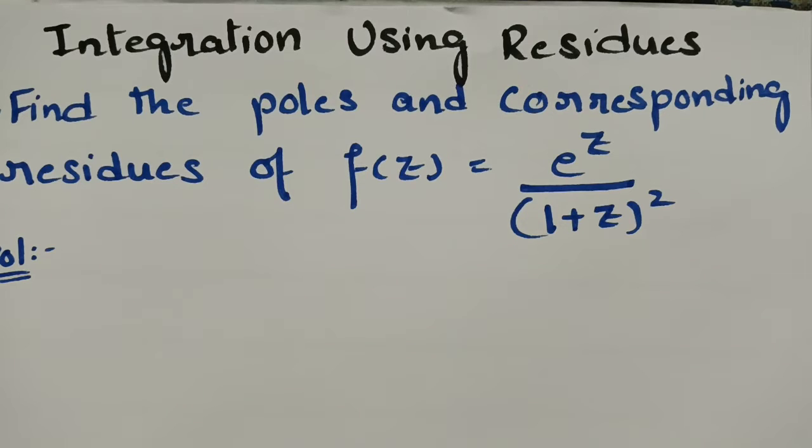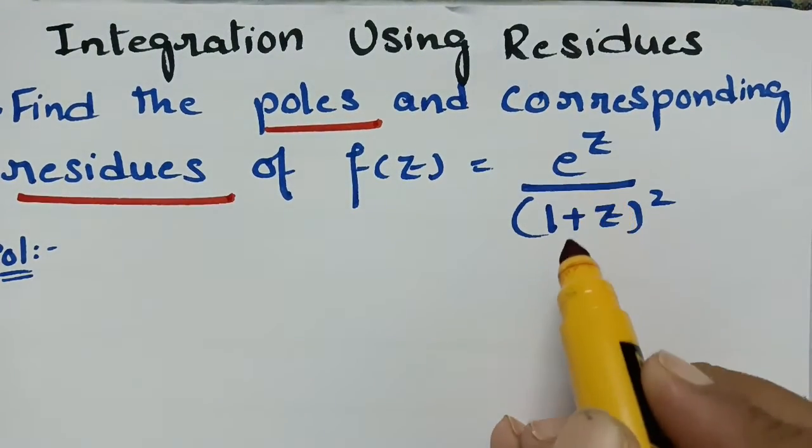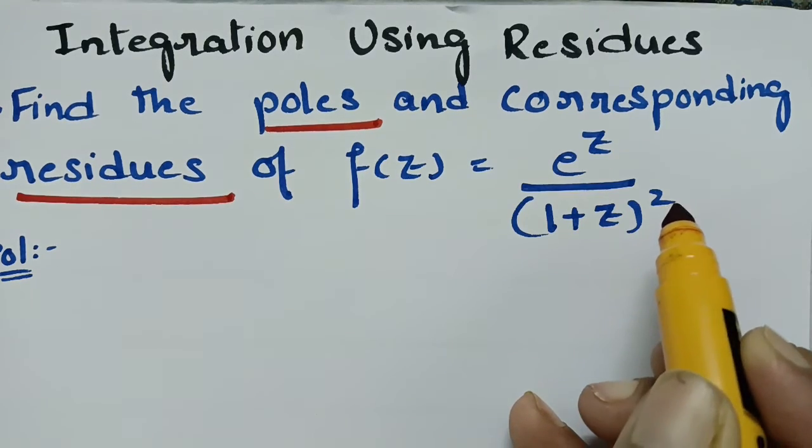Today's video is on integration using residues. In today's video, we are going to find the poles and the corresponding residue values for the given function f of z is equal to e power z by 1 plus z square.